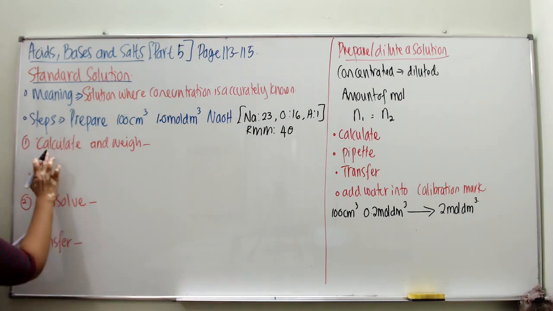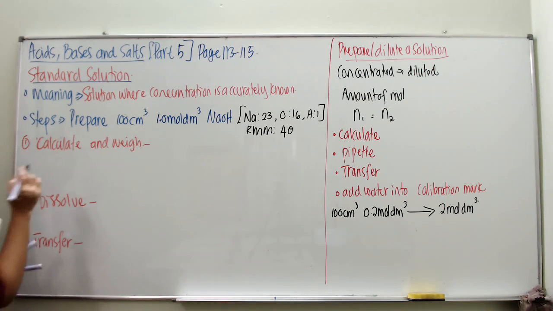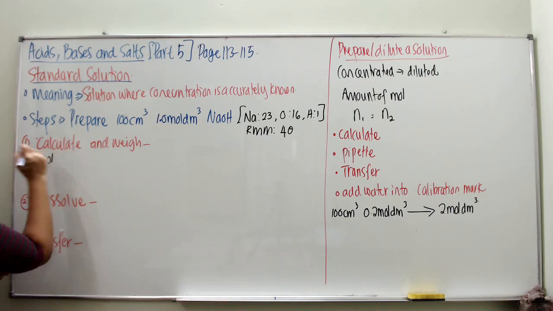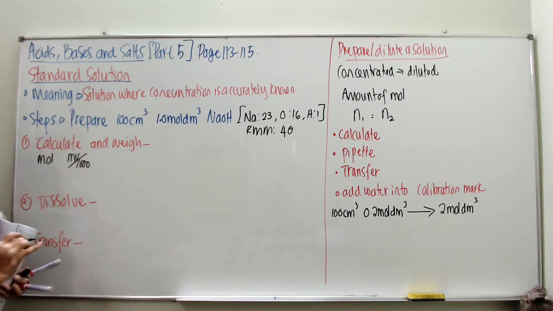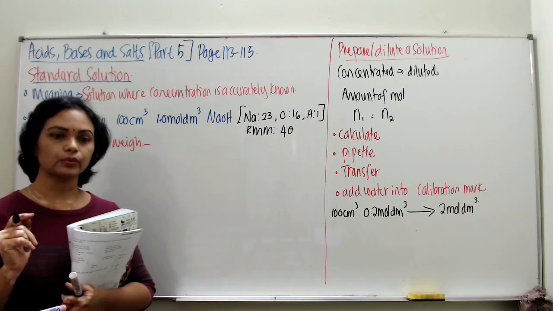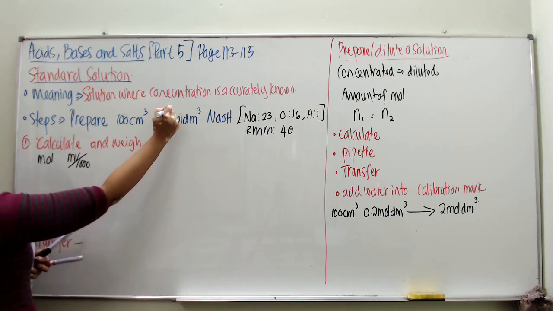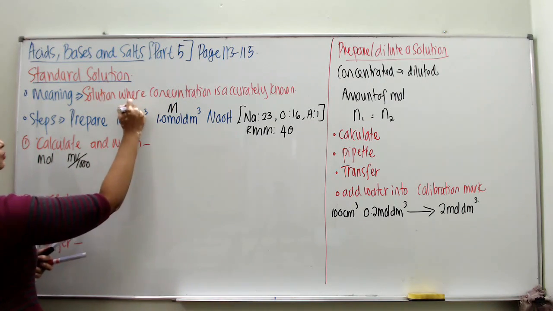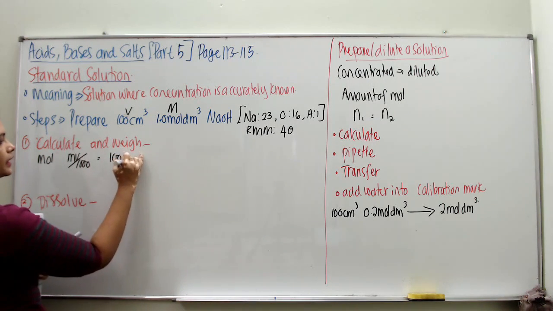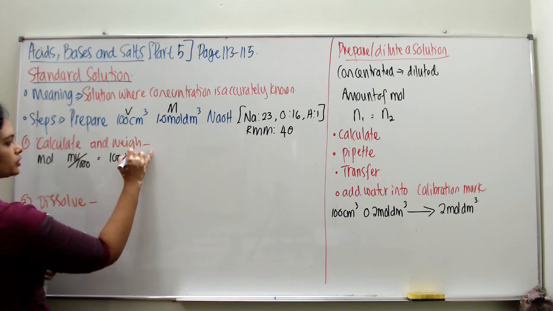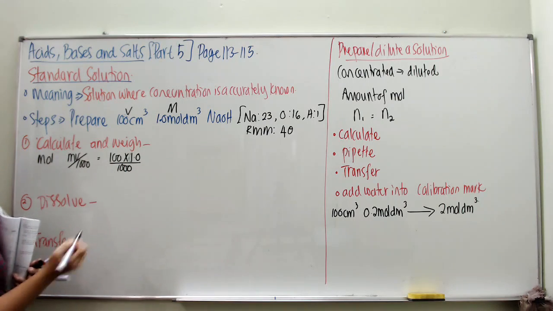Now let's go to calculate and weigh. What they mean by calculate and weigh is, first you find the mole, using the concept MV over 1000. This is also shown in our part 4 video. So calculate the mole: MV over 1000, M is molarity, V is volume. So the mole is 100 times 1.0 divided by 1000. I hope you understand why you have to divide by 1000.